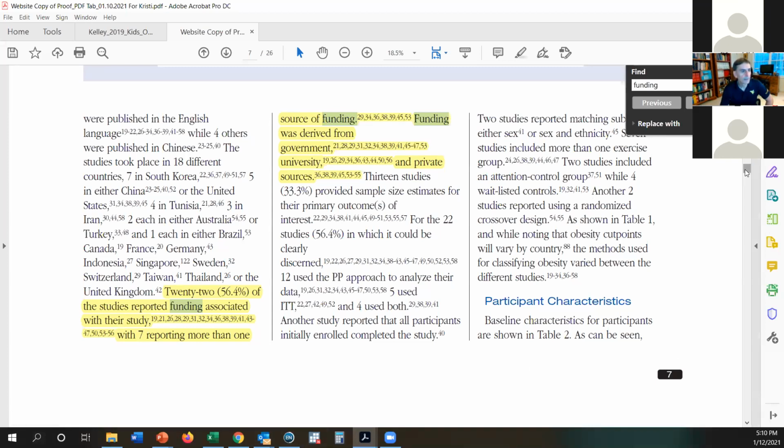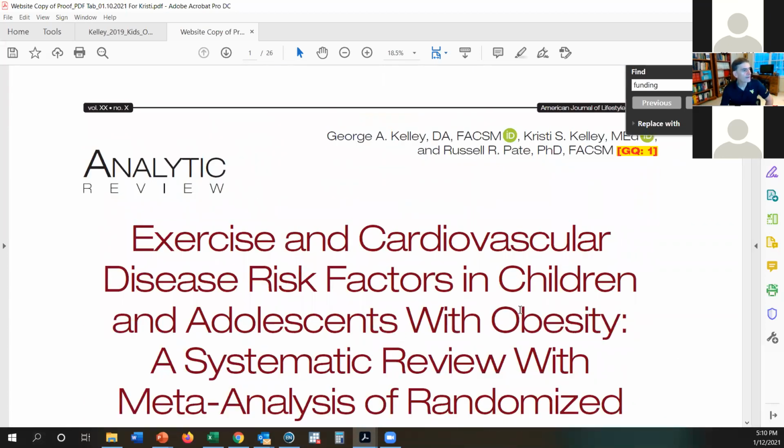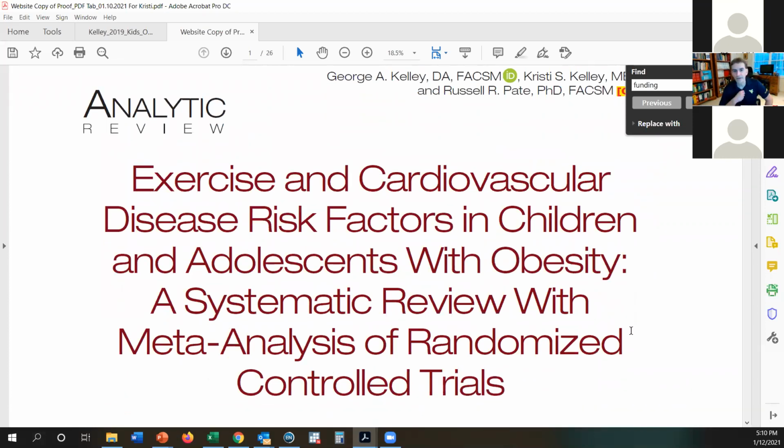Okay. And that's the name of the study that was just accepted. These are the page proofs. Exercise and cardiovascular disease risk factors in children and adolescents with obesity, a systematic review with meta-analysis of randomized controlled trials.